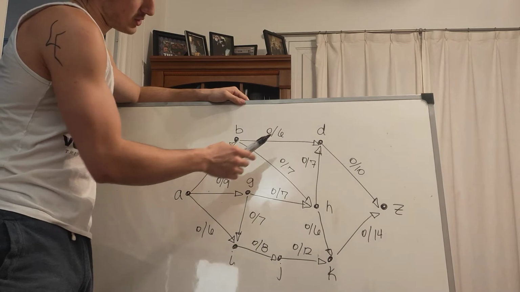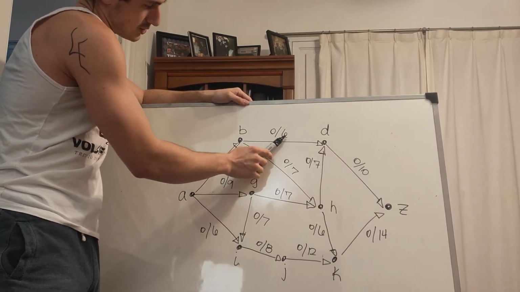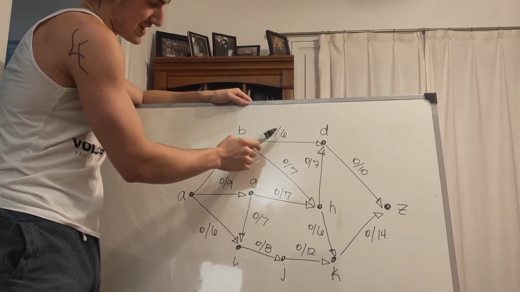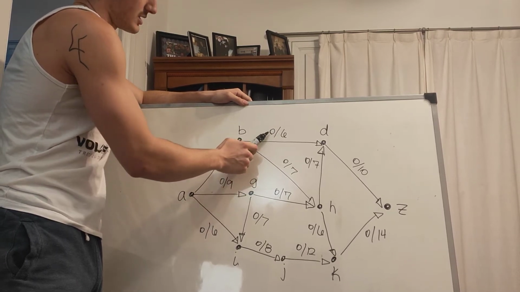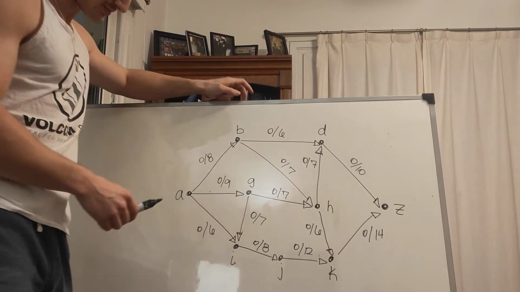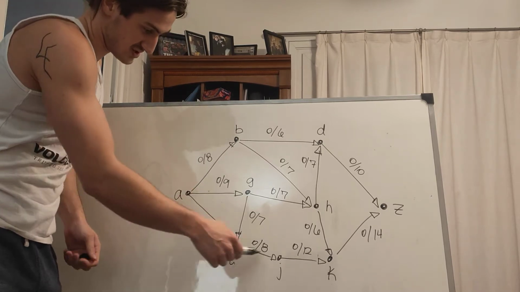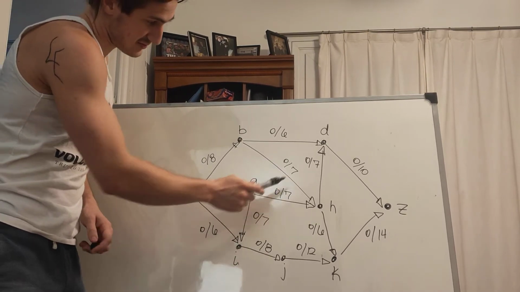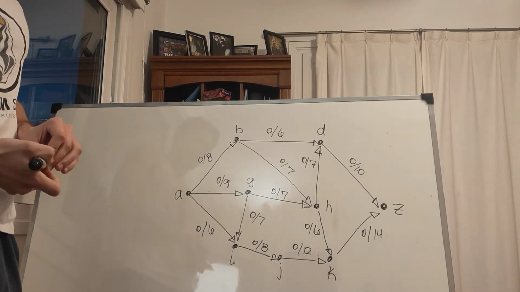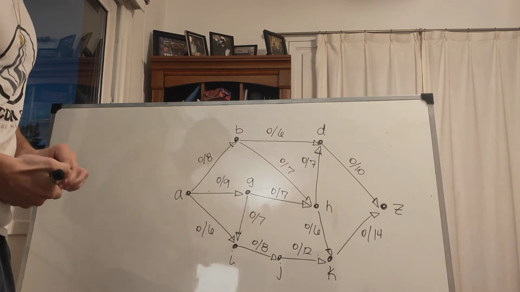Quick thing, very important here. Each edge has two numbers. On the right side, the right number is going to be the max capacity of that edge, and the left number is going to be the flow going through that edge. So obviously before we start, as we can see, the flow on every edge is 0, but every edge does have its maximum capacity.